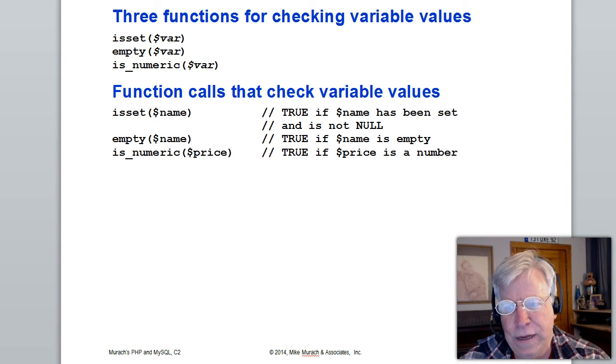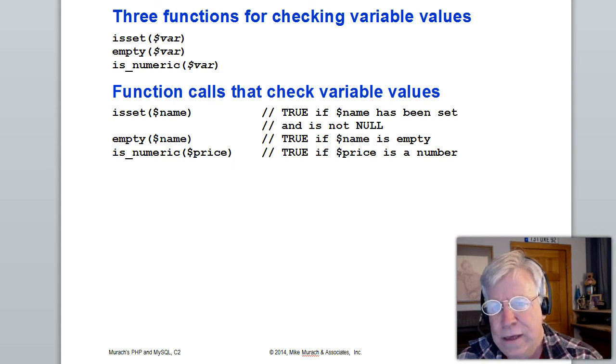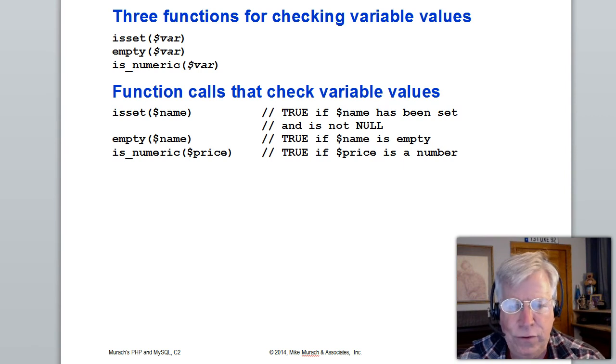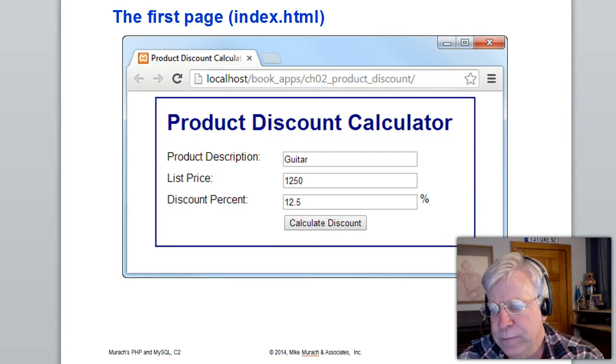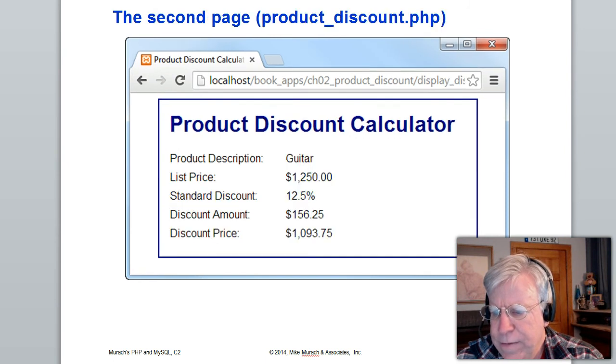So we'll have an if statement to say, if this is true, then it's okay to do this math. If not, send it back to the user to ask for better data. There's the product discount calculator, and I think we've already seen that. And there it is with the answer.